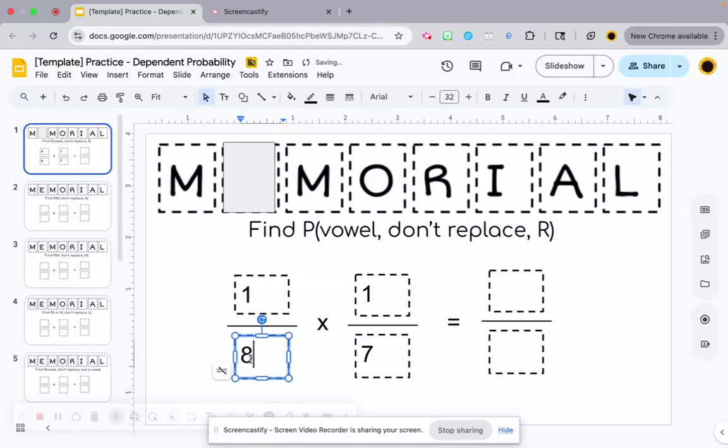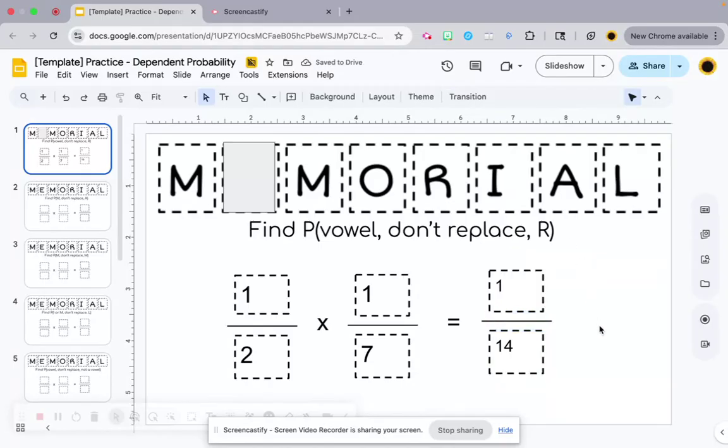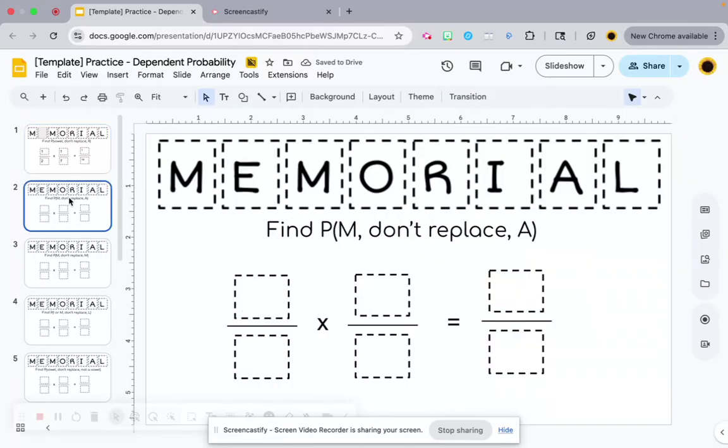and I can make this into a 1/2. So now I multiply across the top, 1 times 1 is 1. Multiply across the bottom, 2 times 7 is 14. So the chance that both of these events happen is 1 out of 14. Let's look at one more.